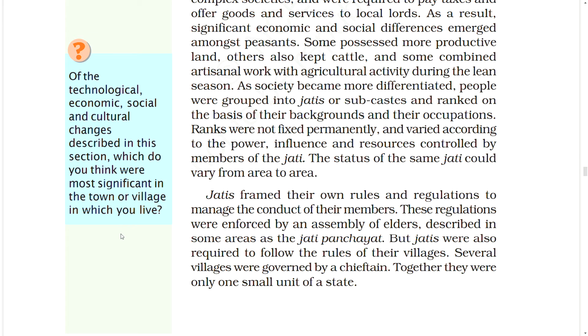Jatis framed their own rules and regulations to manage the conduct of their members. These regulations were enforced by an assembly of elders described in some areas as the Jati Panchayat. But jatis were also required to follow the rules of their villages. Several villages were governed by a chieftain. Together, they were only one small unit of a state.